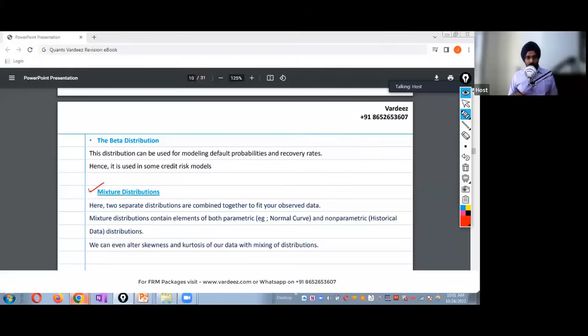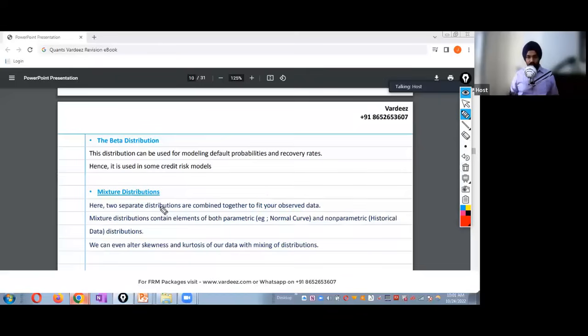Let me tell you, there are almost like 100 different distributions that are available. So you can combine any one of them so that it fits your data very well. That's the overall objective. Now, a mixture distribution contains elements of both parametric, which means the mean and the variance, like a normal distribution, and non-parametric, which is just the historical data that you take.